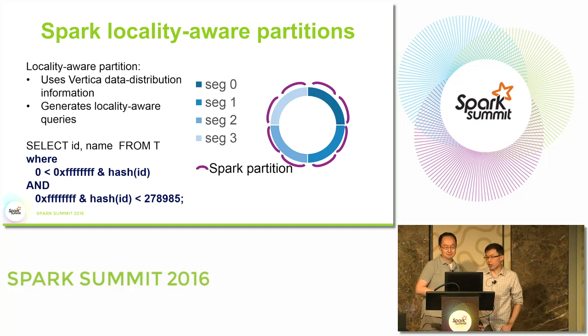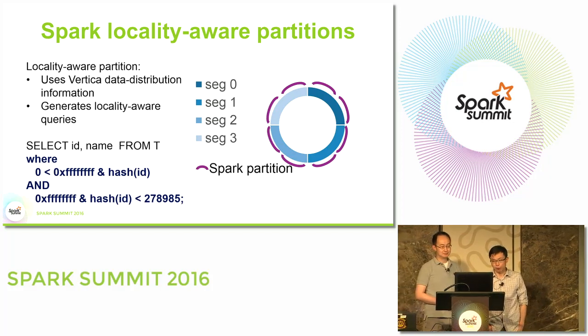As you can see, this particular example with the ring shows 4 segments, which correspond to 4 Vertica nodes. We also have 8 of these purple circular arcs, and each of those represents a Spark partition. Each of those 8 Spark partitions will generate a query that looks like what we show in the bottom left corner here.